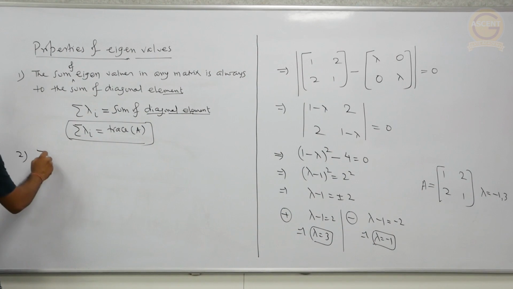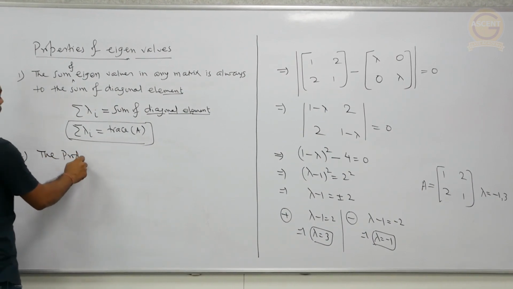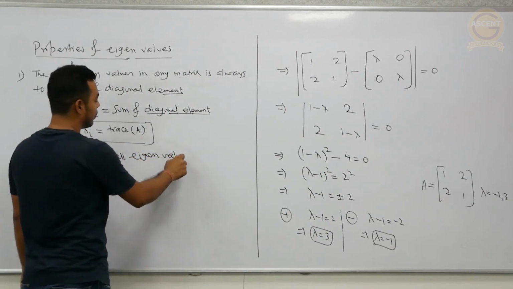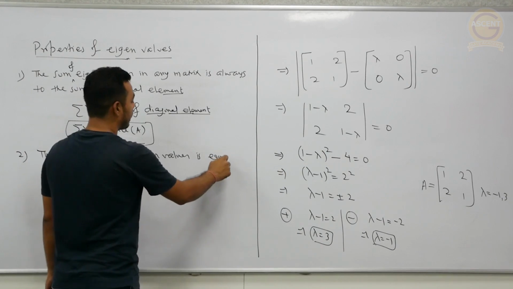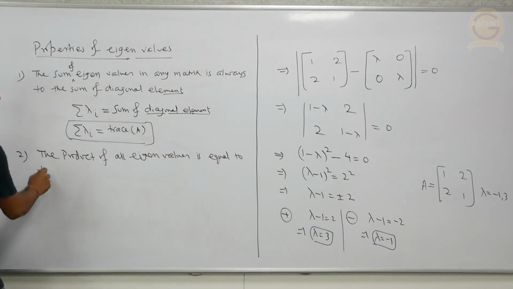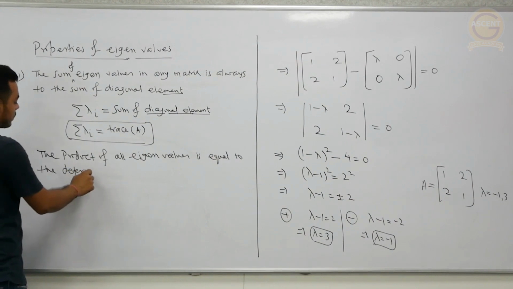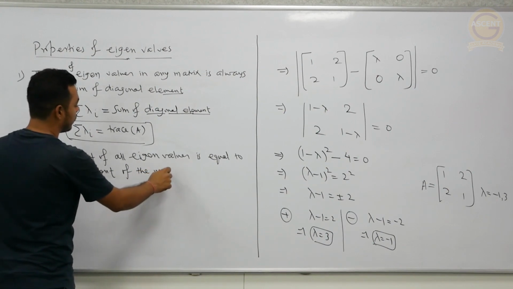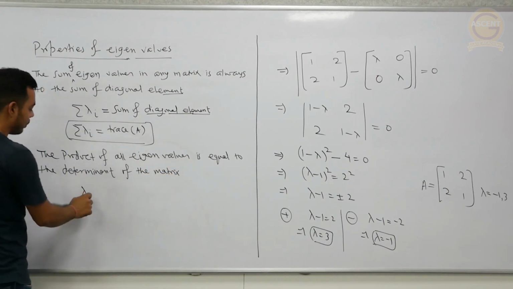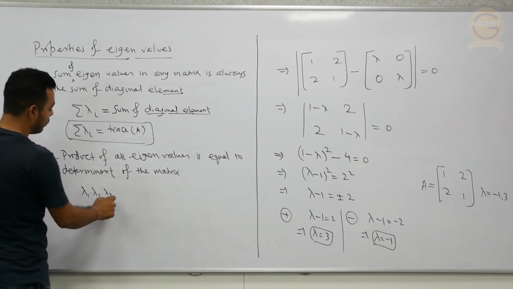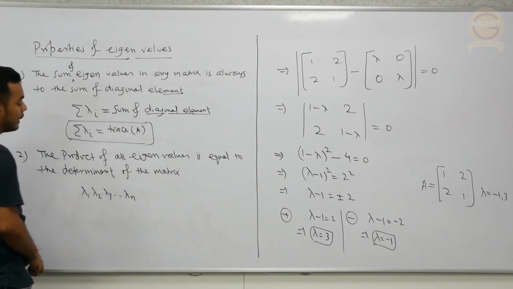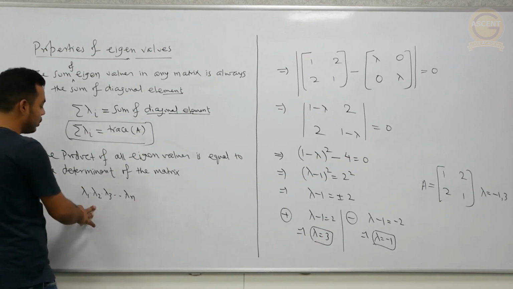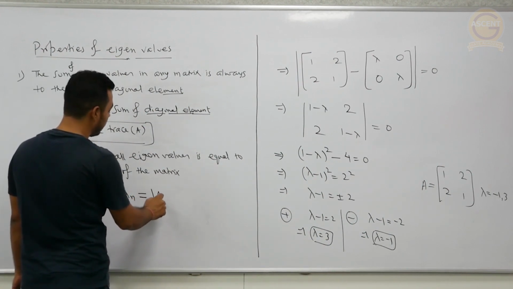Then the second property is the product of eigenvalues. The product of all eigenvalues is equal to the determinant of the matrix. So the sum is equal to the trace of the matrix and the product is equal to the determinant of the matrix. So if I have a number of eigenvalues, and if you multiply all those eigenvalues, lambda 1, lambda 2, lambda 3 up to lambda n, for an nth order square matrix you will have n eigenvalues, and if you multiply all those eigenvalues, then this value will be equal to the determinant of the matrix.